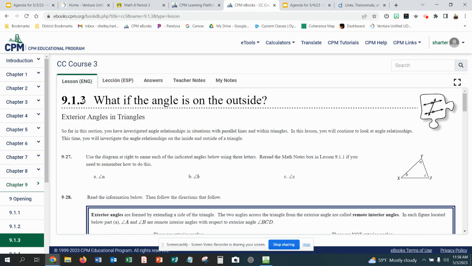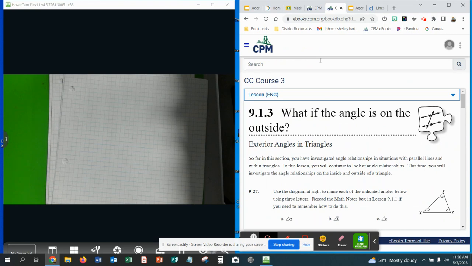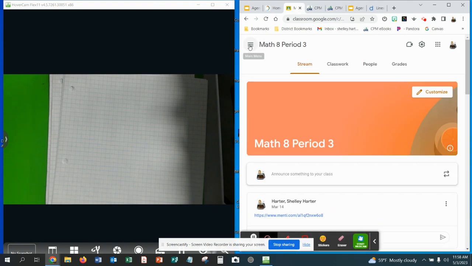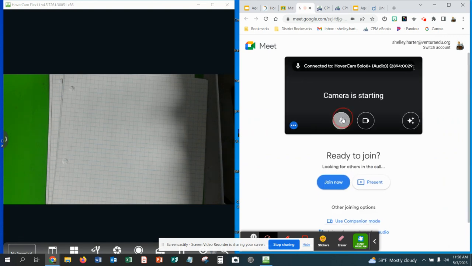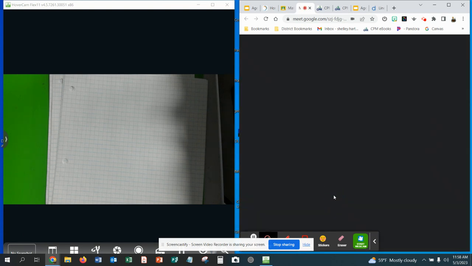Let's take a look at 9.1.3. Is there going to be a lot of vocab? Wait, you need Google Classroom in the back. Is there going to be a lot of vocab? Yes, but that's part of the thing called math. Make sure you have plenty of paper.